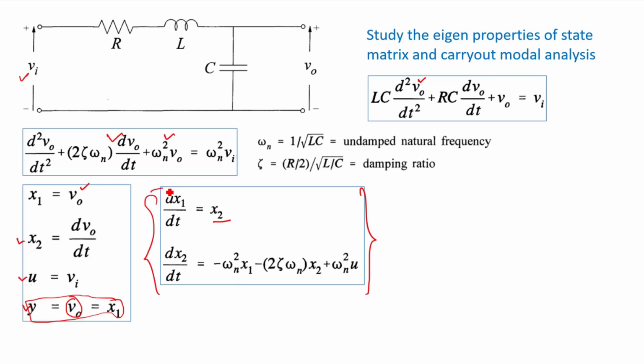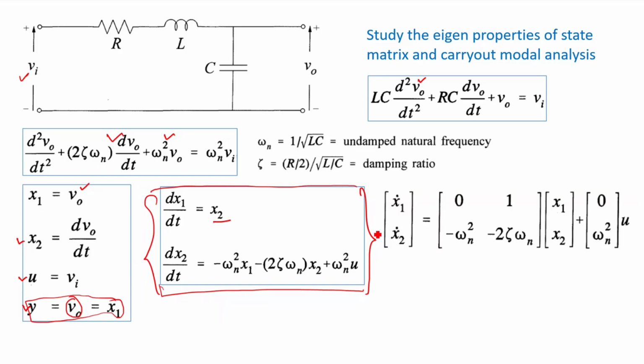Here there is no nonlinearity involved, because this is a linear system. The RLC circuit is a linear system, so there is no need of linearizing these equations. Already it is a linear differential equation, right? So therefore now we can write the state space model.